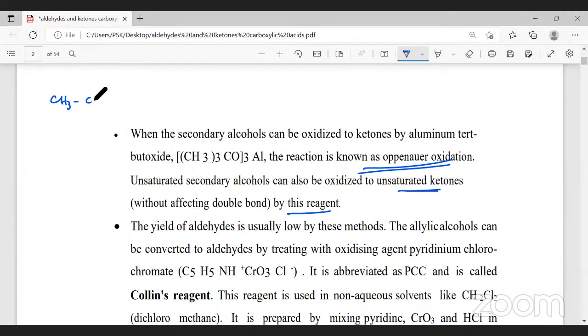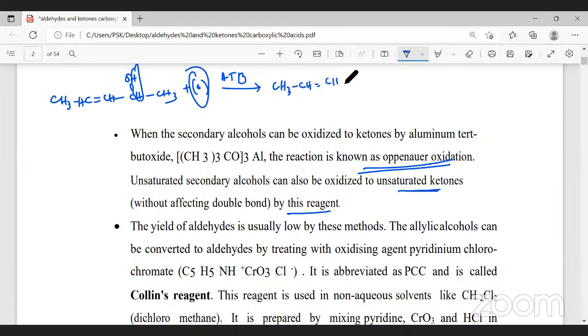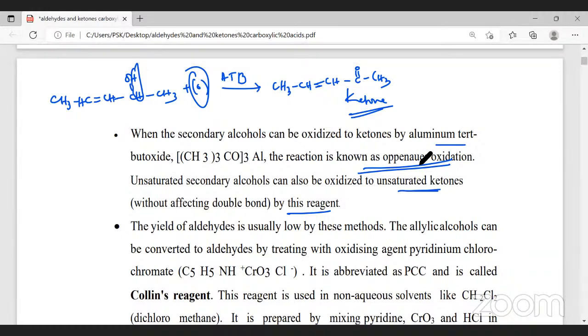For example, take an unsaturated alcohol like CH3, CH, CH, CH, OH, and CH3. When we oxidize this using aluminum tertiary butoxide, two hydrogen atoms get eliminated as water. What is left is CH3, CH double bond CH, C double bond O, and CH3. It is a ketone, but it is an unsaturated ketone, so we have a double bond. That's the advantage: without disturbing the double bond, we can prepare a ketone using aluminum tertiary butoxide. The name of this reaction is Oppenauer oxidation. Now, coming to the next part of the topic.